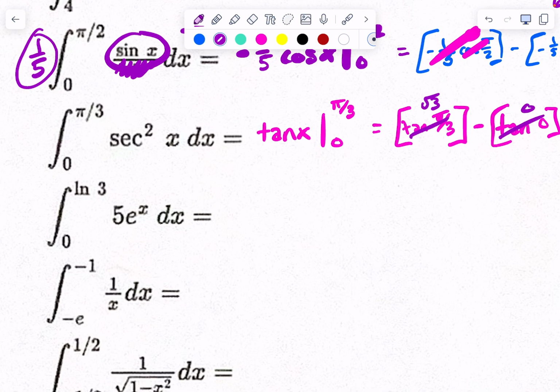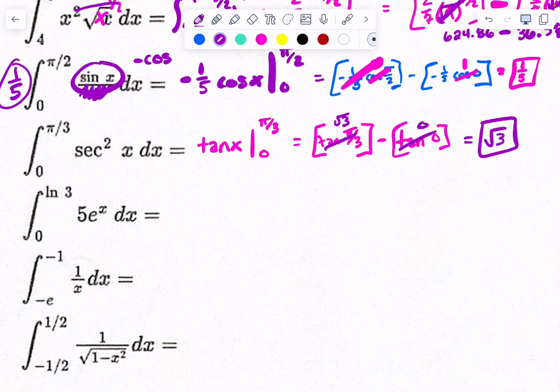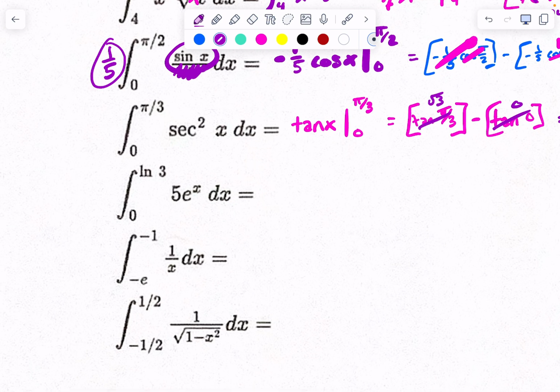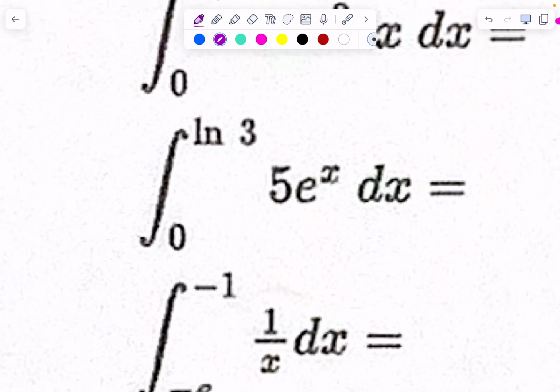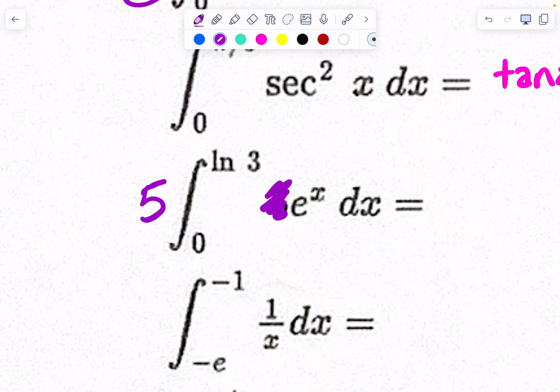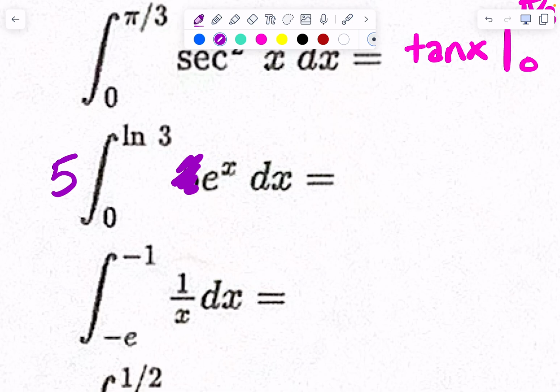No, no, no. Okay, hold on. That's the right answer. Not quite. Okay, one step at a time. All right, toss the 5 out front. Wait, doesn't the e and the ln go away? Yeah. So 3 to the, so like 15, negative 12 or something like that.